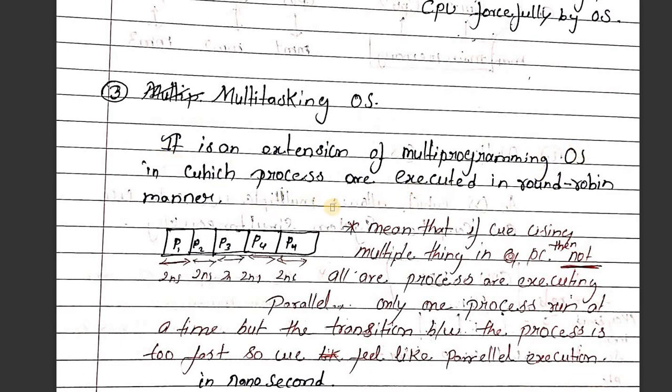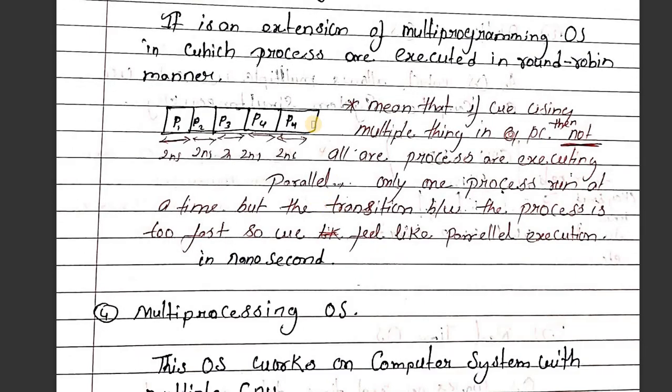in which the processes are executed in a round-robin manner. Round-robin manner means that if we are using multiprogramming, multiple things in the CPU, means if we have multiple things in the PC, then not all our processes are executing in parallel. As we know, in our PC we have opened multiple programs at a time.